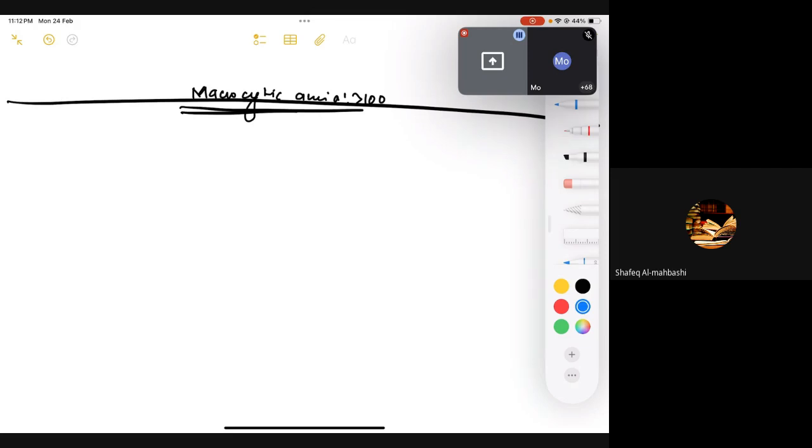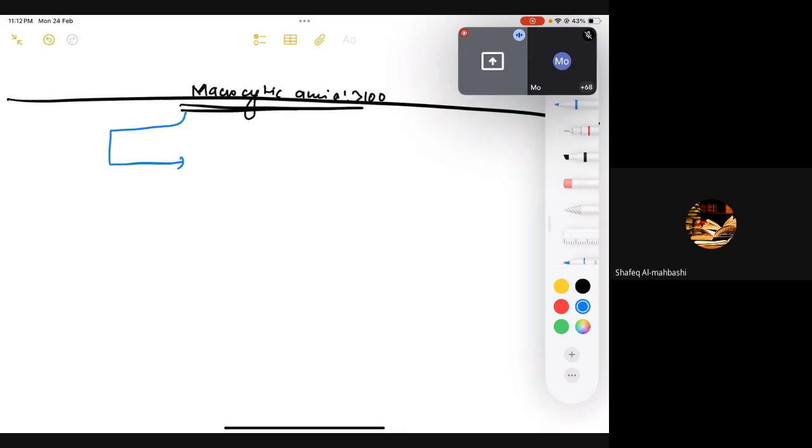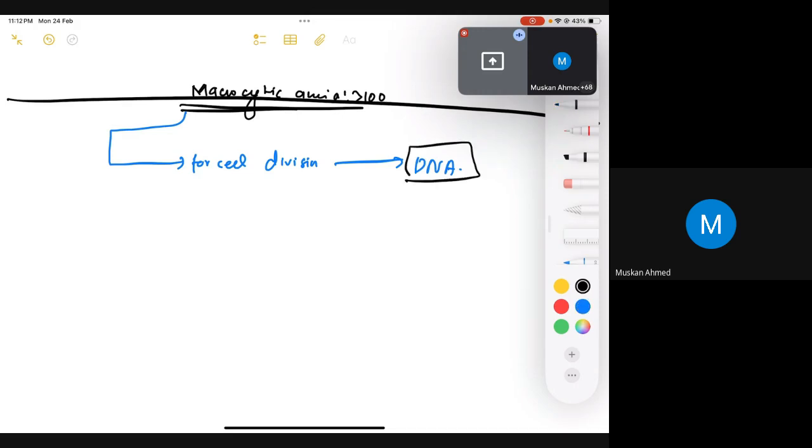So let's make a story for macrocytic anemia. Dr. Muskan, can I say that for my cells to undergo division, I need DNA? Yes. If I need my cells to undergo division, I would need DNA for that. So can I say if my cells do not have DNA, they cannot undergo division? Yes.